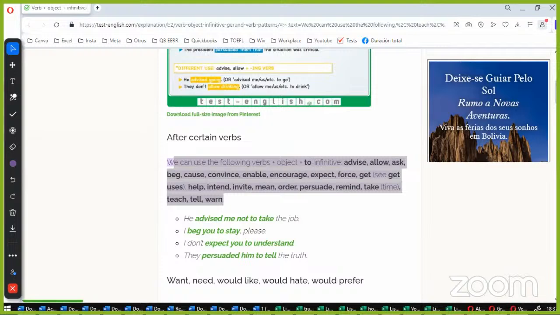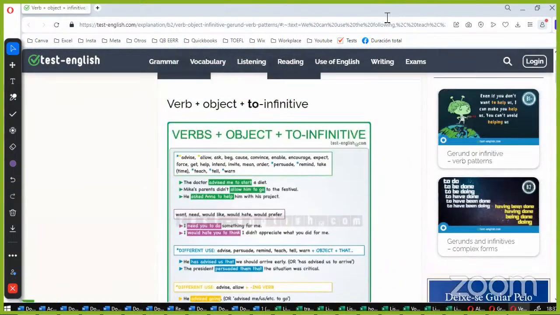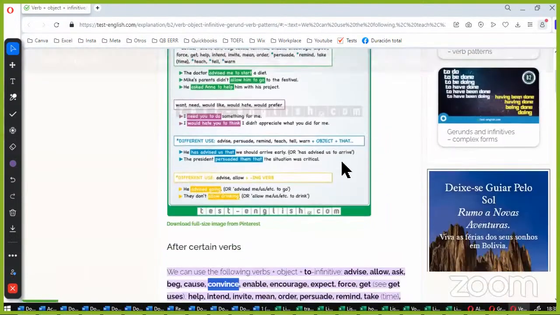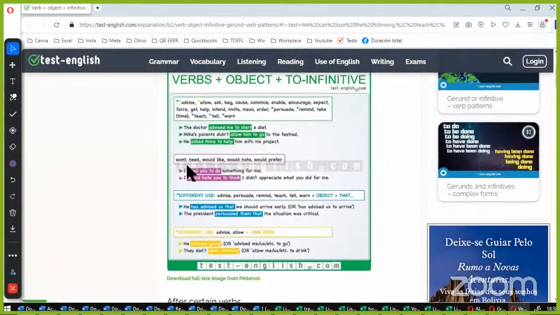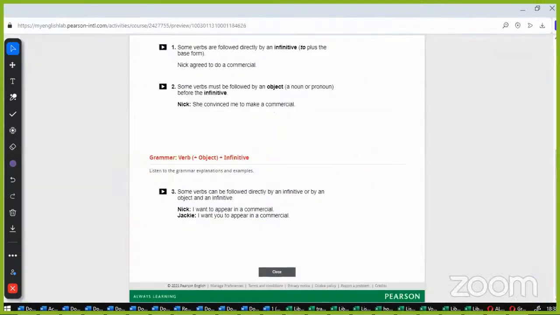Okay, thank you, teacher. And here you have the two. You have convinced. Well, appear is not here. No. I want. No, it's not here. Oh, it's here. Want. Yes, at least it's here. There's want, need, would like, would hate, would prefer, and here you have the rest. Okay, there you have the list.